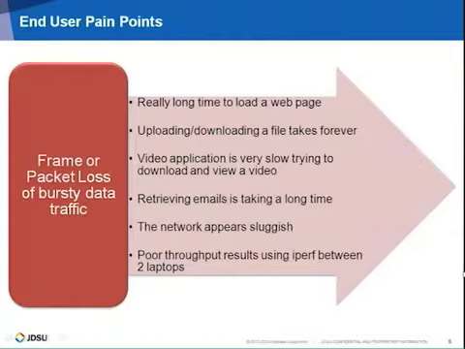Or it takes a long time to retrieve their emails, for example. Or just common complaints of the network appearing sluggish or slow. And bursty frame loss can also result in poor throughput results by an end customer if they're trying to run their own iPerf throughput test, for example, between two laptops. And iPerf is using TCP bursty traffic. And if the network can't handle bursty traffic appropriately, they will see poor throughput results and all of these other kinds of negative problems I just described.